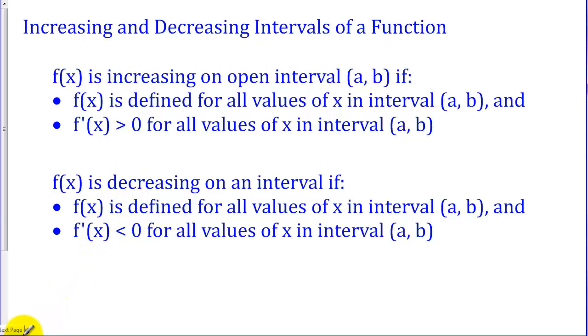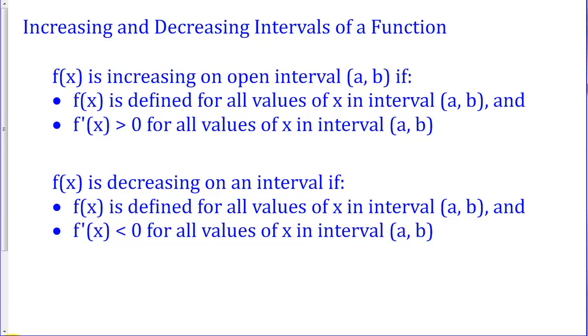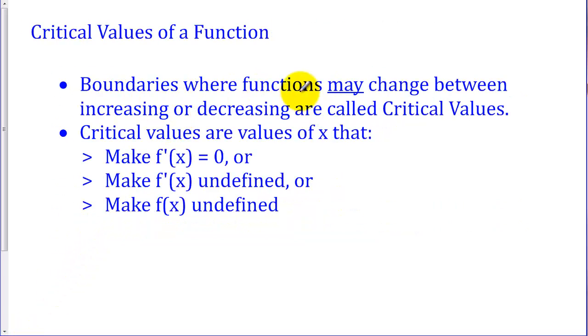As we saw, at the boundary between going from decreasing to increasing, we instantaneously had a point where the slope was 0. So that's going to be one of the keys to finding our boundaries between increasing and decreasing intervals. So the boundaries where the function may change. So these boundaries, these values we're going to find won't always have a change in increasing, decreasing, but if it changes from increasing to decreasing, it will be at these values. And we'll be referring to these as critical values. They're also sometimes called critical numbers.